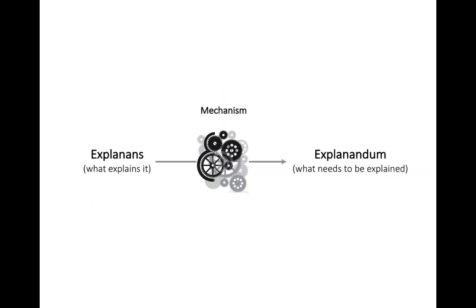Okay, we have what we want to explain, and that's what we call the explanandum. Sometimes it's also our dependent variable. It's what we have here on the right side, the explanandum. And we have the explanans, which is what we use to explain. And in between, we have this mechanism.